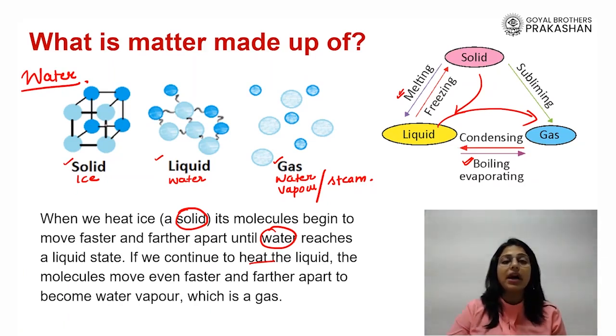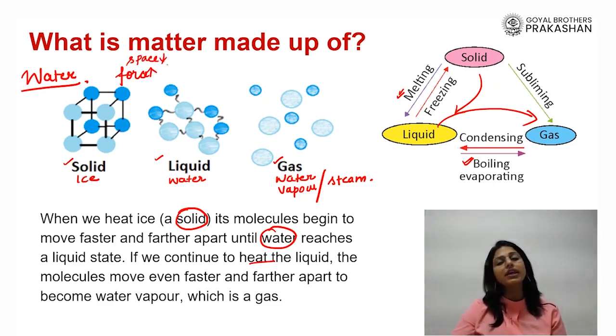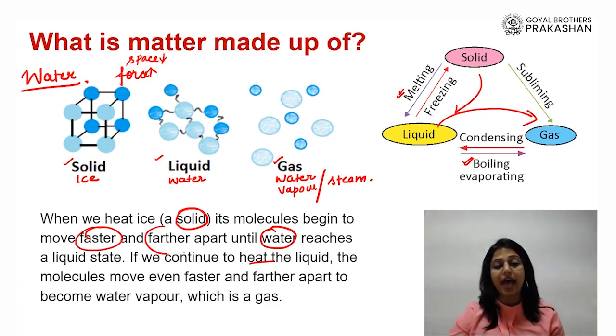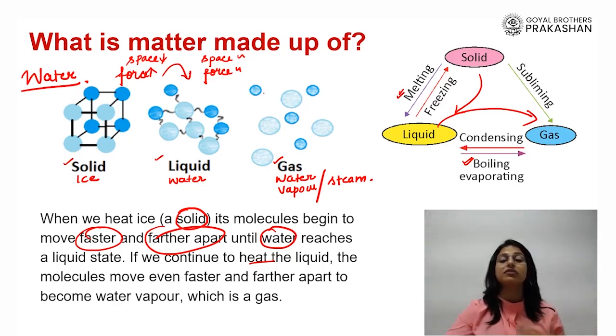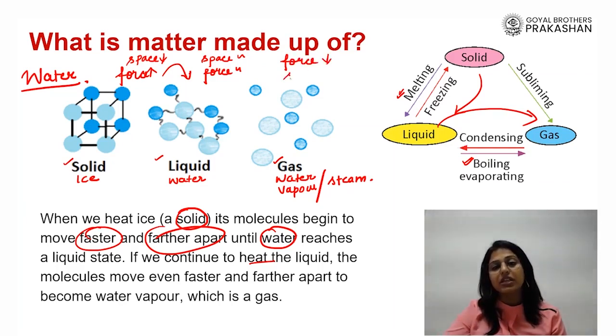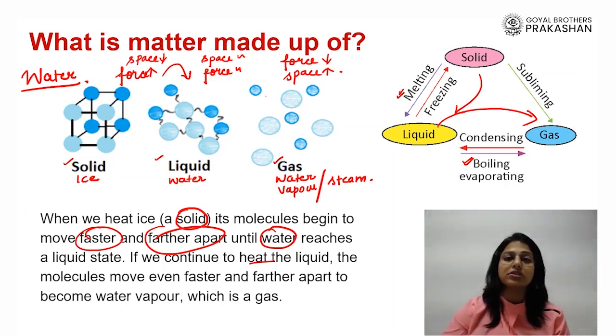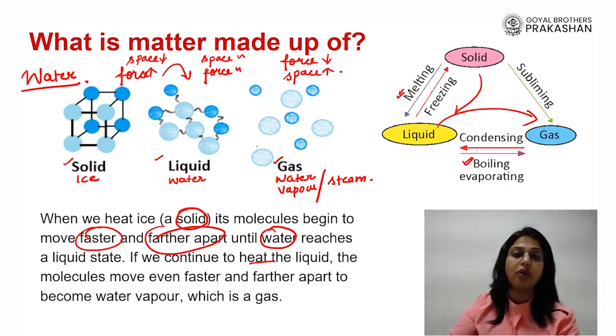In solids, the particles were very close, the force is very strong, right? Space is very less. The particles were not very free to move, but as we gave them heat, they gained energy, and the particles start moving faster and farther apart. Hence, the solid converted to liquid. Why? Because in liquid, the space is moderate and so are the forces. But if we keep on heating it, the particles will gain energy and start moving more and more, making the force very less but the spaces very great. That's what constitutes the gaseous phase of water.